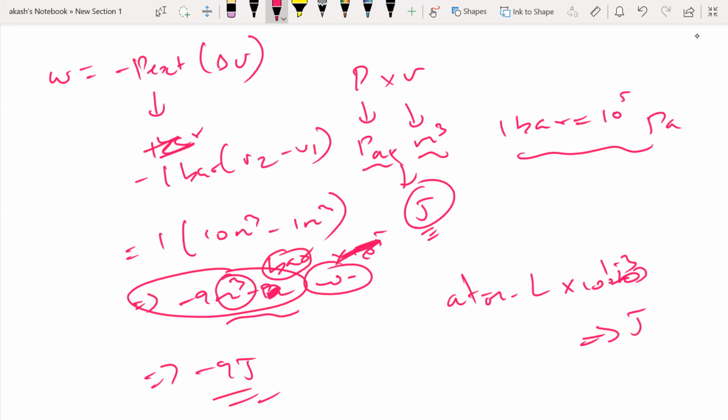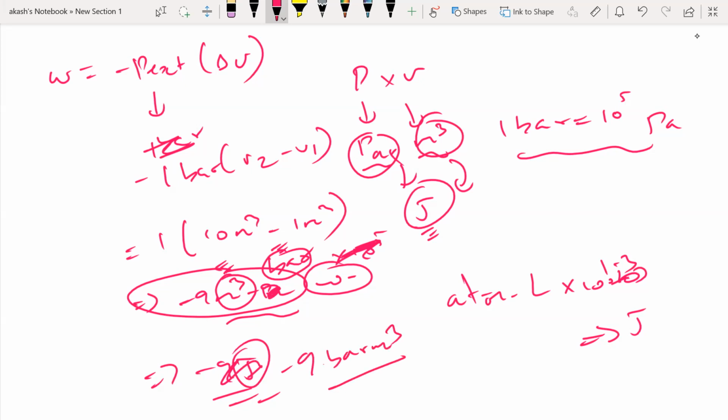Sir, but then we'll have to convert the meter cube to liters, right? No, not required. What do we need in terms of SI unit? SI unit is Pascal and meter cube. Then if you multiply, you're going to get joules. Already meter cube is there. So you have to convert only the bar to Pascal, then you will get the answer directly in terms of joules. In this case, it is not joules, it is minus 9 bar meter cube. That's the unit here.